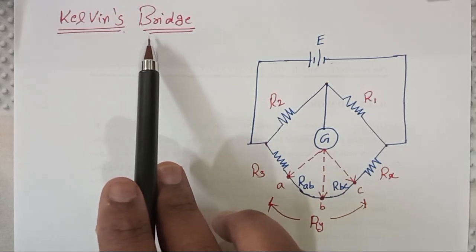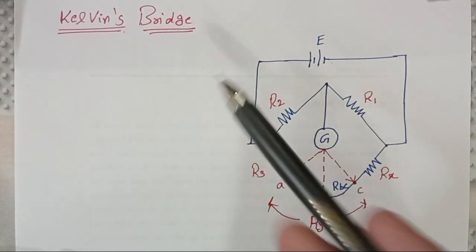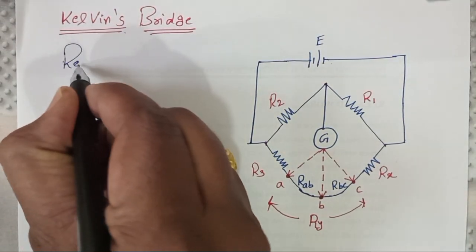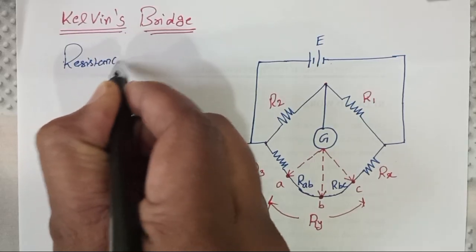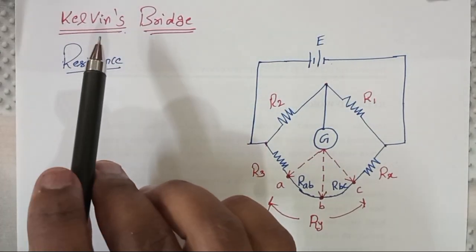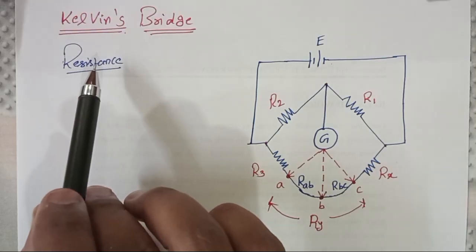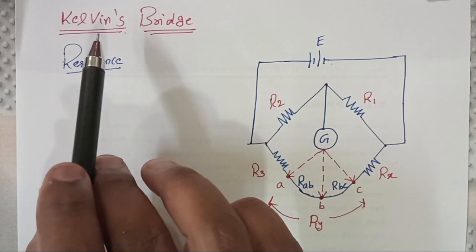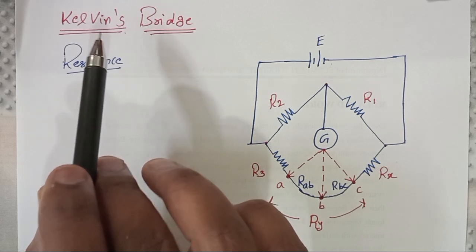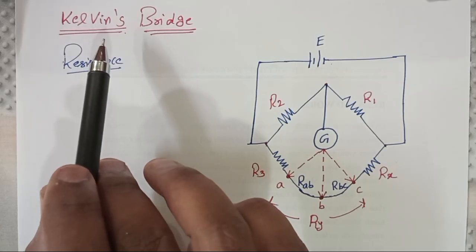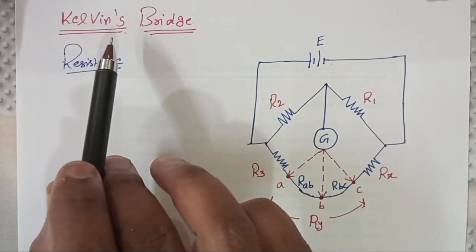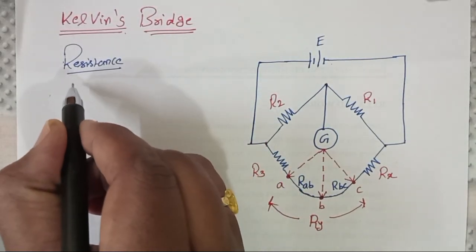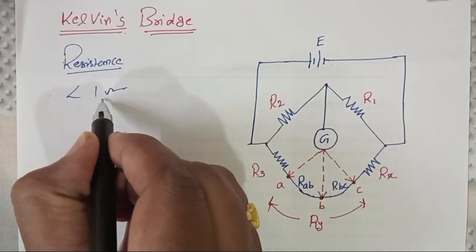This Kelvin's bridge is mainly used to determine the unknown value of resistance. To determine resistance value we are using this Kelvin bridge, and especially it is used to determine the resistance value whenever the value is less than 1 ohm.